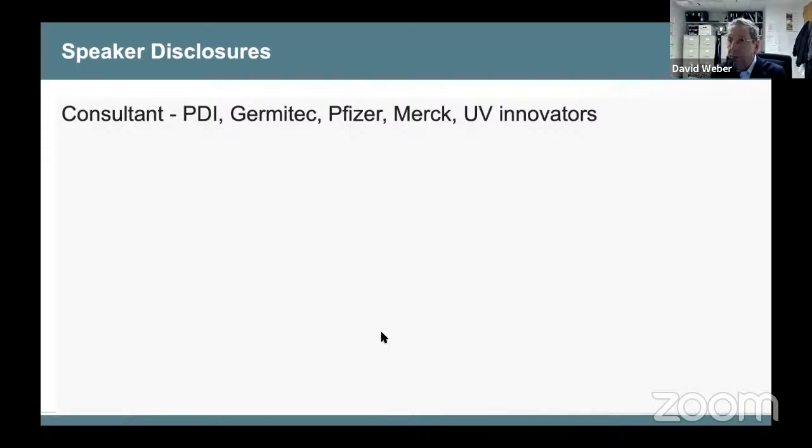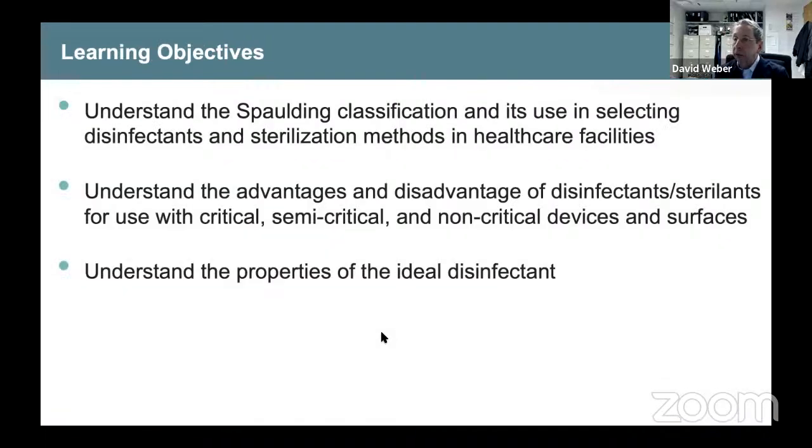Learning objectives. First, my disclosures are here. None of them are relevant, and I don't mention any specific products that are not in published papers in today's talk. Learning objectives are to understand the Spaulding classification and its use in selecting disinfectants and sterilization methods in healthcare facilities; understand the advantages and disadvantages of disinfectants and sterilants for use with critical, semi-critical, and non-critical devices and surfaces, and I will define all of those for you; and understand the properties of an ideal disinfectant.